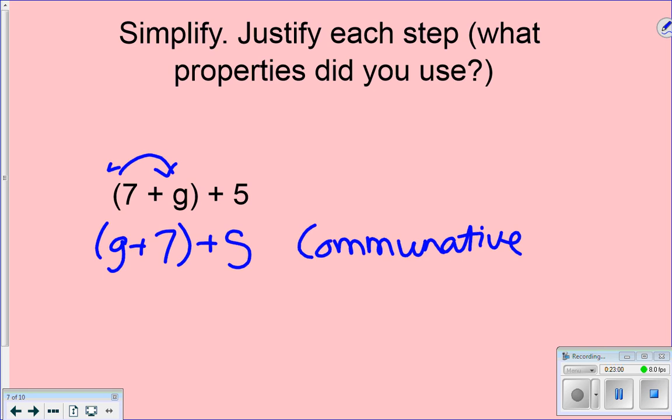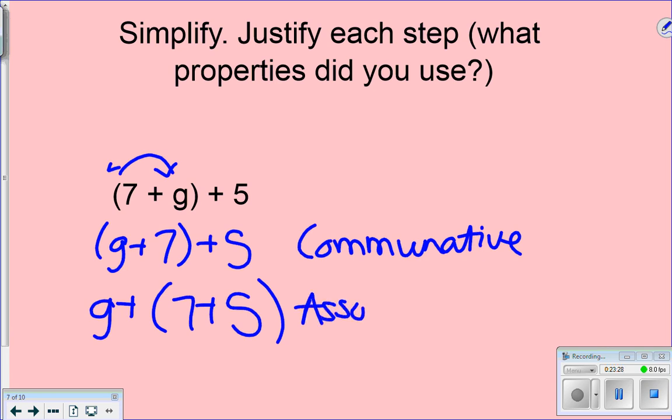Okay. Now, what am I going to do with my parentheses? Why am I going to move my parentheses now? So I can put 7 and 5 together. Does that make sense? I have to put them together to be able to add them together. So now it looks like this. I have to have my numbers that I want to put together beside each other. And then I move my parentheses. So now I use the associative property. Now let's put them together.